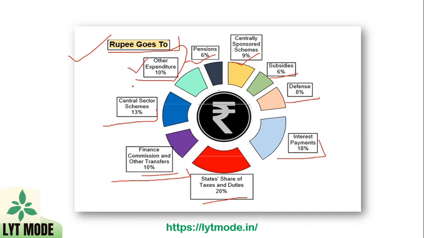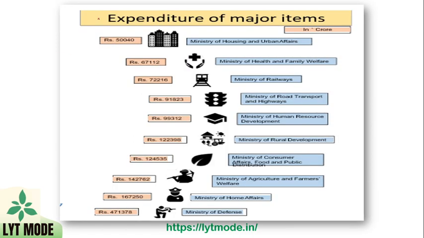So these are the estimated percentage of revenue and expenditure shared by the government. These are the major expenditures of the government to the different fields. This is the Ministry of Housing and Urban Affairs. This image will not be so clear because it was downloaded from the government website, so that I can give you the accurate and very easy way to understand and note down the expenditure of major items. These amounts are all in crores.